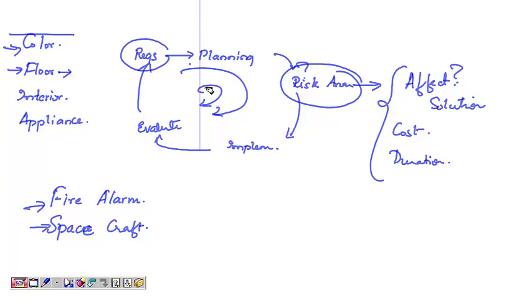Now, with the new requirements and so many spirals, what is happening to your cost? Cost is also increasing with every spiral. Cost assessment has to be done, right?